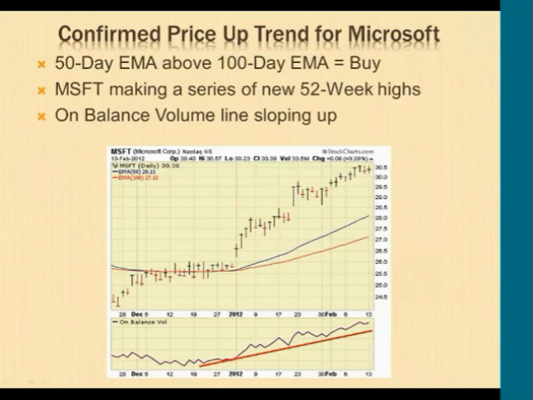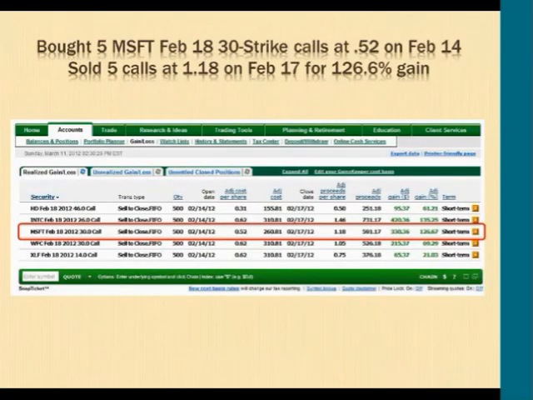And this first example was for Microsoft, and we can see the 50-day EMA is above the 100-day EMA, so Microsoft was on a buy signal. We can see it was making a series of new 52-week highs, and we had an upsloping on-balance volume line. So this qualified as a Prime Trade Select buy. So I purchased some call options.